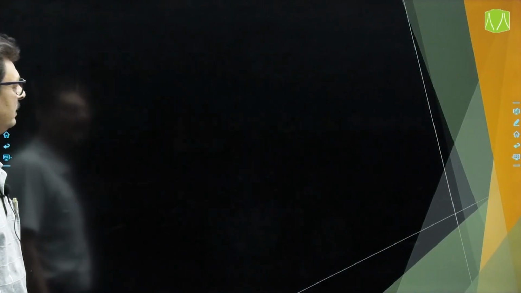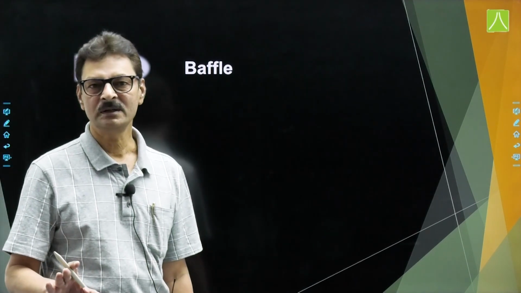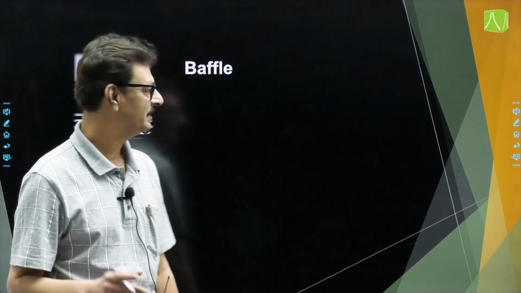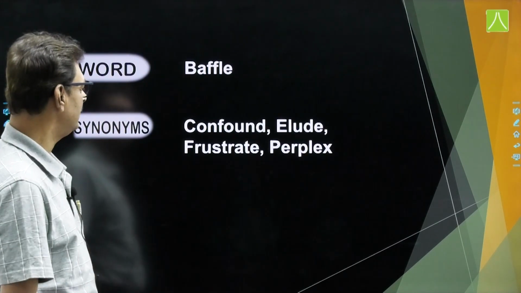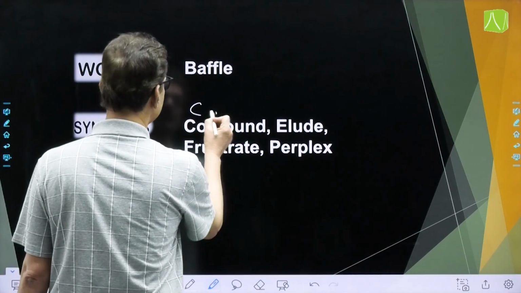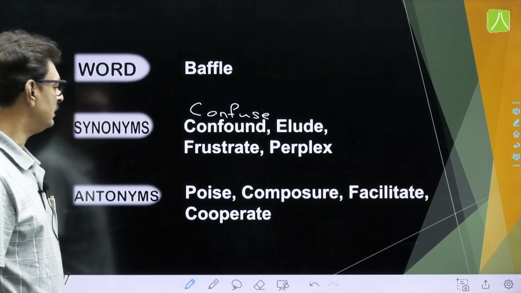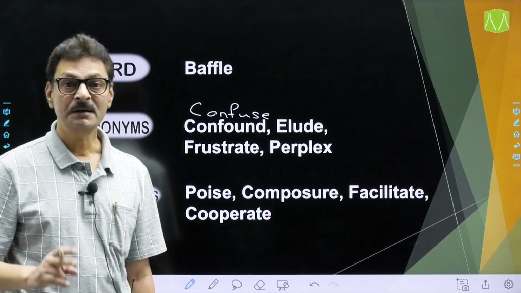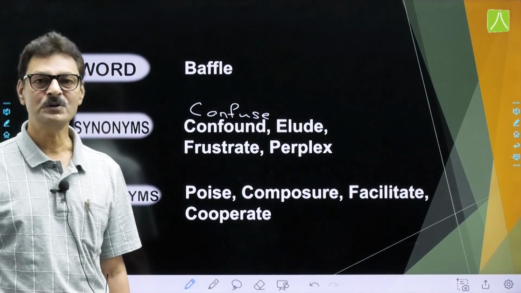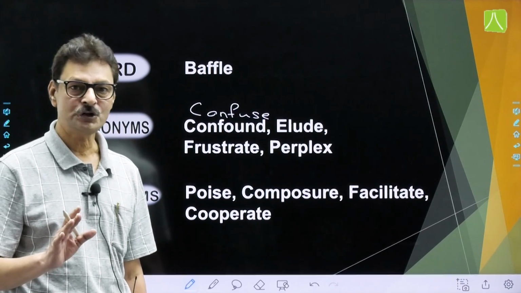Moving on with the next word very quickly. Baffle. Don't be baffled with this word. It's easy. Baffled is confused. Baffle is confused. Confound, elude, frustrate, perplex. Simple meaning confuse. And the opposite of this will be poise, compose, facilitate or cooperate will be the opposites of this word baffle, जिसका मतलब है confused. You are not sure what to do.